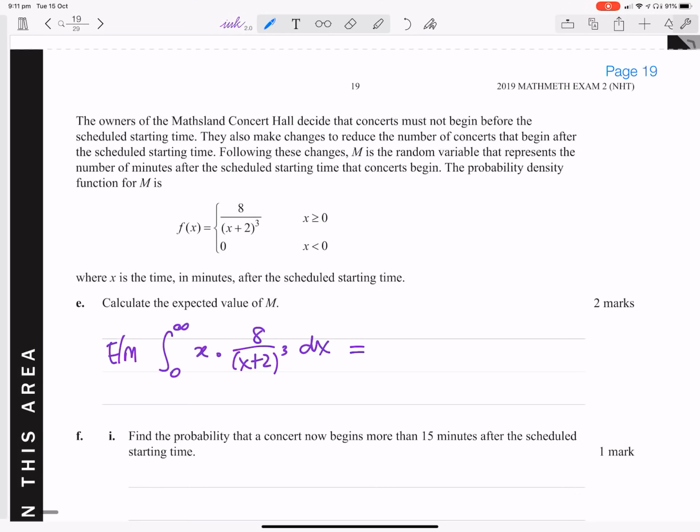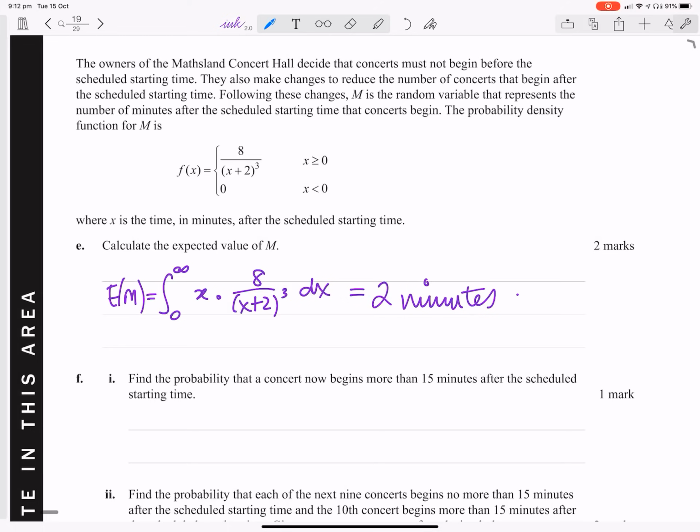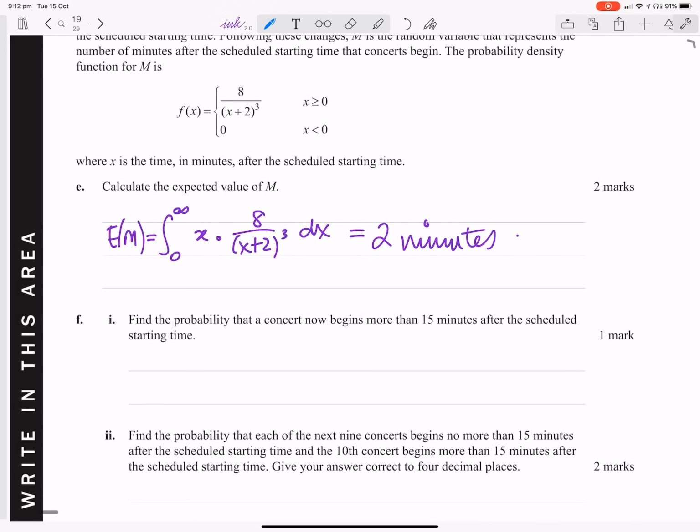So E of M is equal to that, which is equal to 2 minutes. Okay, so we expect it to be 2 minutes. Find the probability a concert begins more than 15 minutes after the starting time.